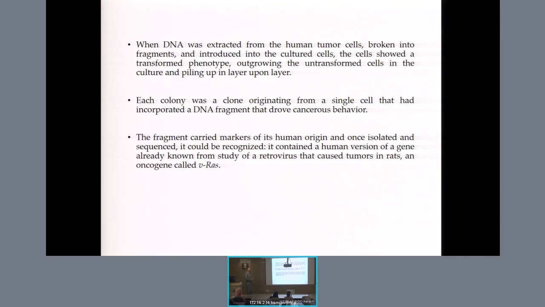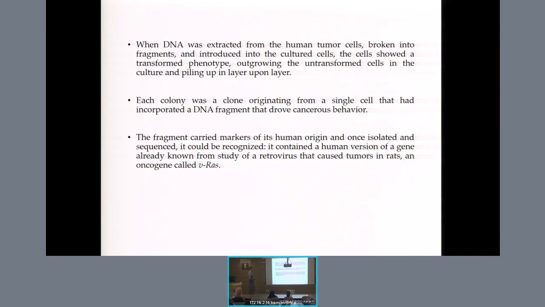Like once you say that this cell line comes from a human source, then you may certainly identify some markers. You say in your publication that this cell line is a human cell line, so a human cell line will have some markers. Like if you work with stem cells, you know that if it is definitive endoderm, which markers it has, if it is mesoderm, which markers, if it is ectoderm, which markers. So there are always biomarkers. Biomarkers are proteins or genes. So the fragment carried markers of its human origin, and once isolated and sequenced, it could be recognized.